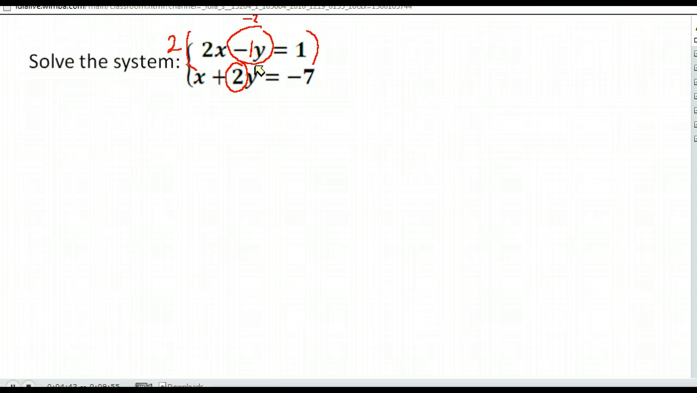Okay, we don't have to do it by negative 2. We already have opposite signs. We just need to change the number that's there.